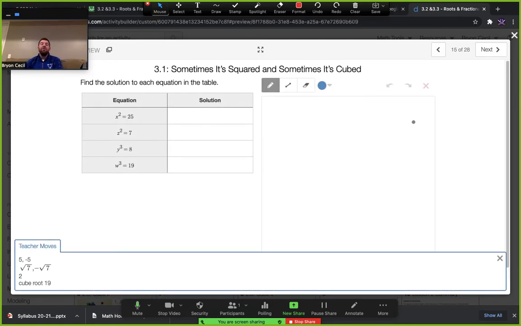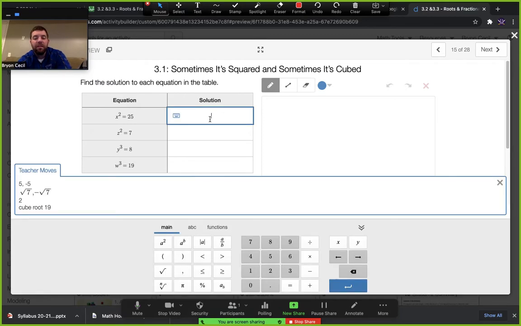Okay, find the solution, guys, to these. So let's look. X squared equals 25. Okay, I'm going to have a 5, but I'm also going to have negative 5. I don't know why I wrote negative 1, negative 1. I'm using the equation. So 5 squared can equal 25, and negative 5 times negative 5 equals 25.